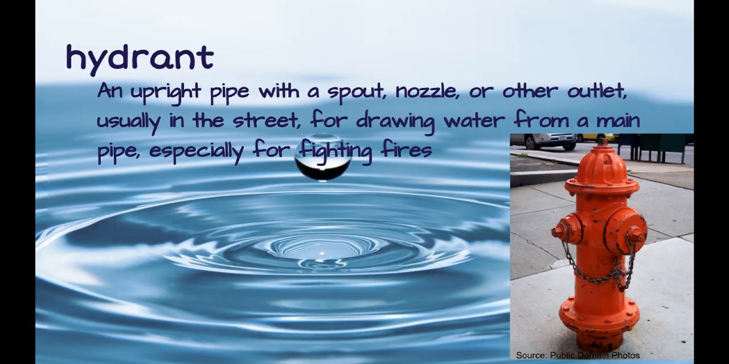Your next word is hydrant. This is an upright pipe with a spout, nozzle, or other outlet, usually in the street, and it is for drawing water from a main pipe, especially for fighting fires. So around your neighborhood, on your street, you may see a fire hydrant. There's a picture of one. So on your homework, in the first box under hydrant, you can either draw a picture of a hydrant or where you would find a hydrant, or you can write what you would use a hydrant for.